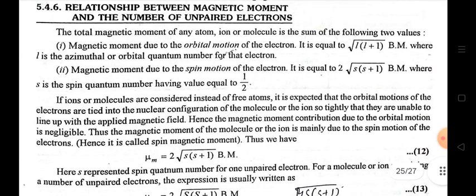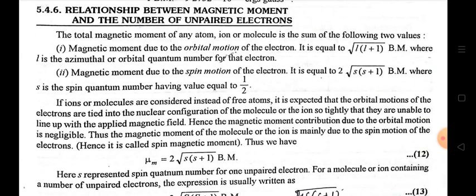Relationship between magnetic moment and the number of unpaired electrons. The total magnetic moment of an atom, ion or molecule is the sum of the following two values. One is the magnetic moment due to the orbital motion of the electron. It is equal to the square root of L into L plus 1 Bohr magneton, where L is the azimuthal or orbital quantum number for that electron. Second is the magnetic moment due to the spin motion of the electron. It is equal to 2 times the square root of S into S plus 1 Bohr magneton, where S is the spin quantum number having a value equal to half.